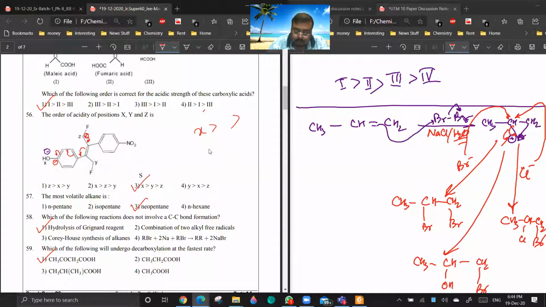Yes, sir. But if your negative charge is here, then it will go like this to NO2. So it will be more stable. Are you getting a point? Yes, sir. So Y will be more acidic than Z. Okay? Yes or no? So once again, can we repeat for Y and Z?